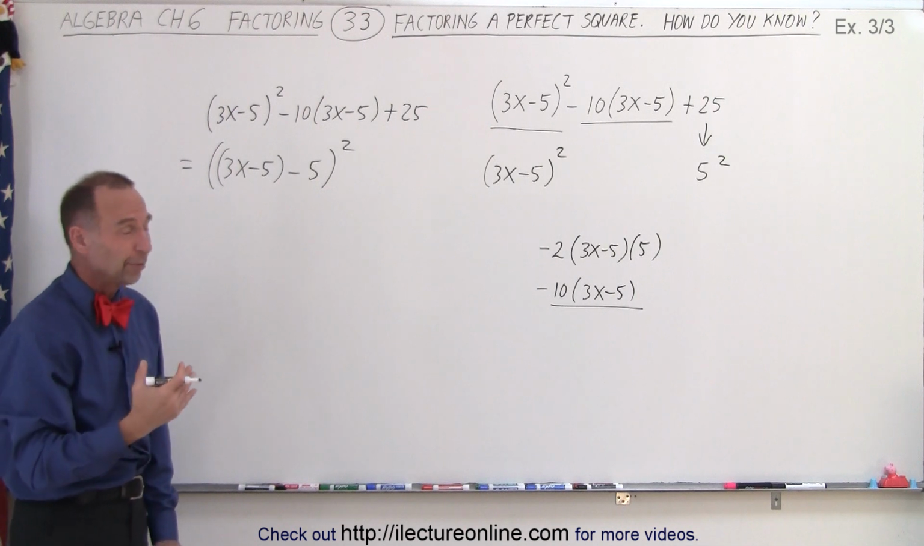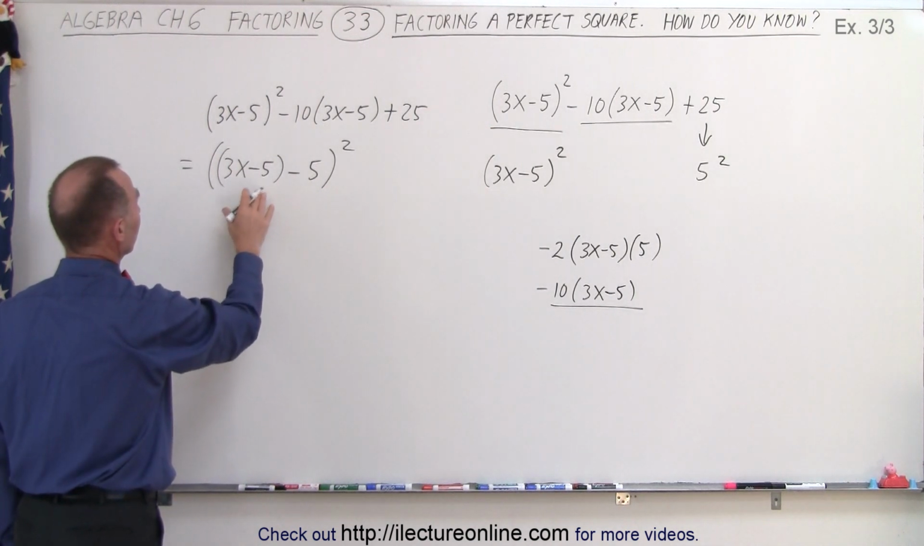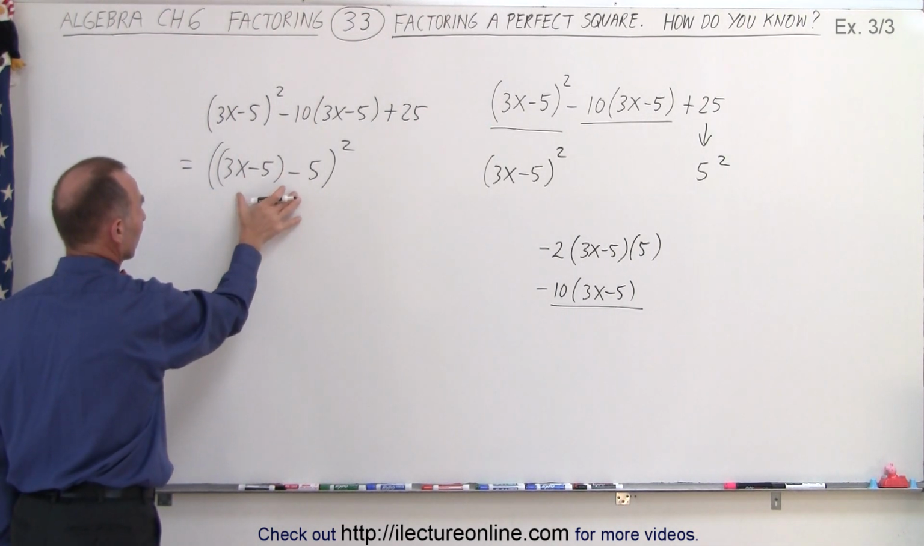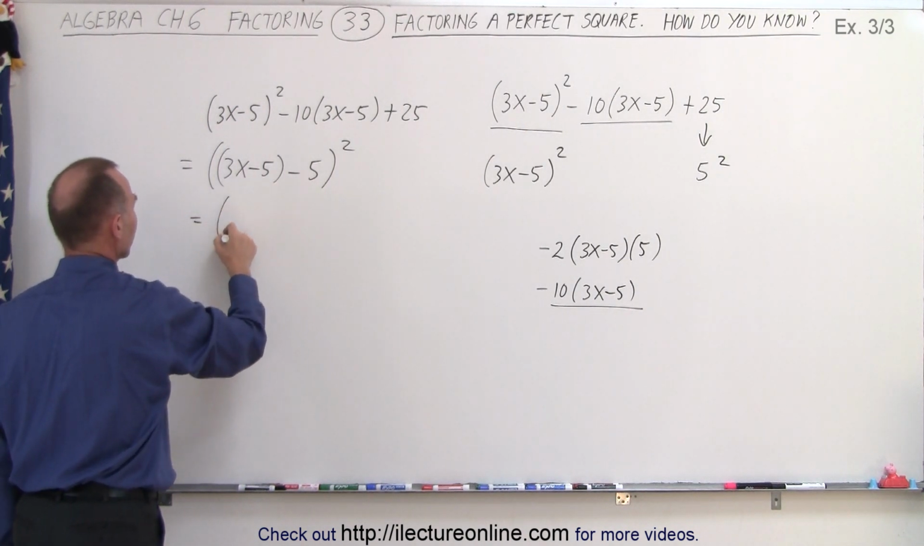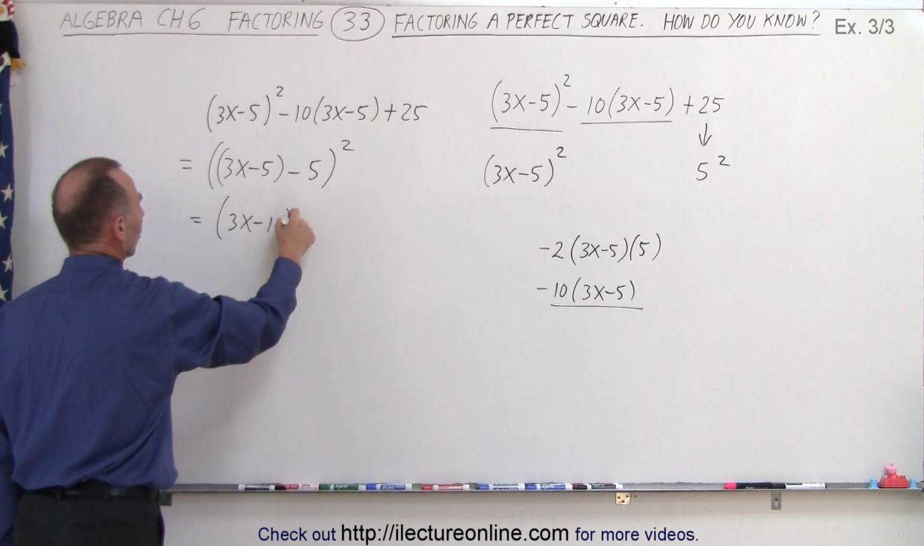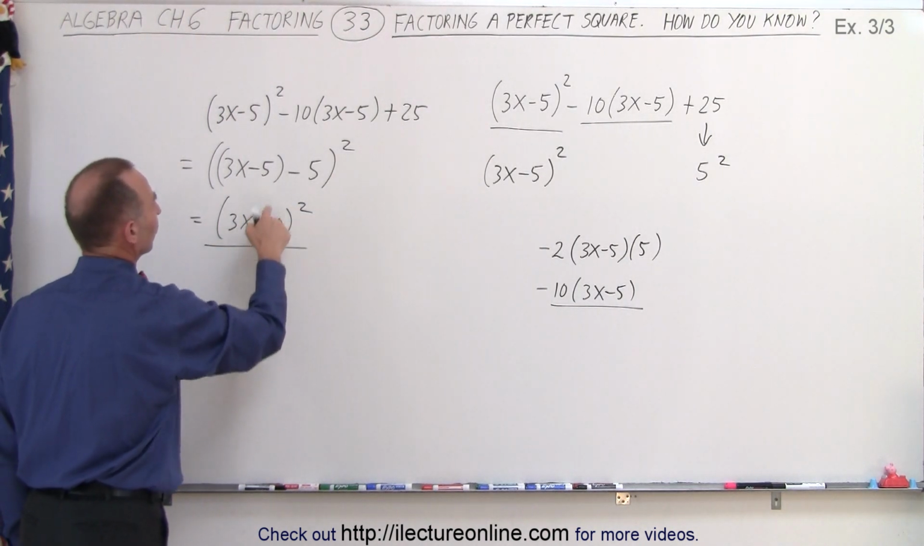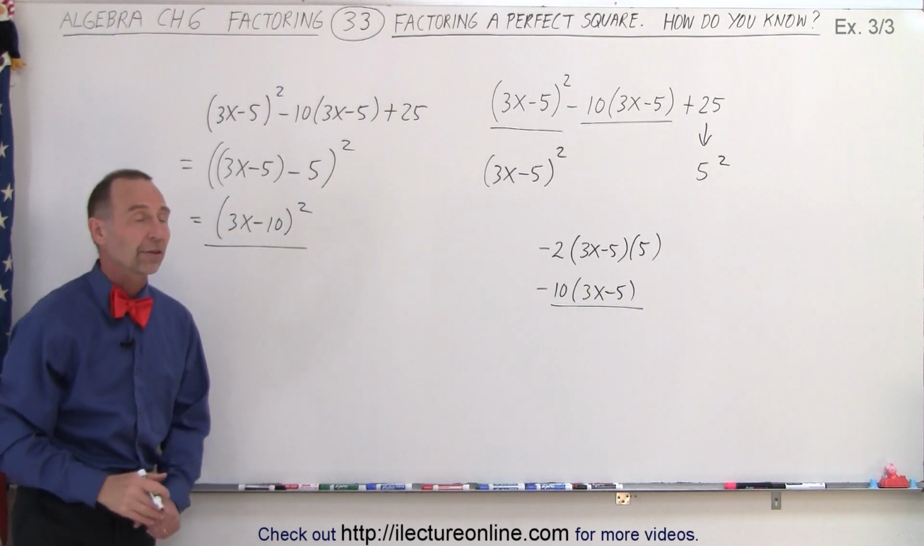Now it turns out we can simplify that some more. If we take the parentheses out from inside the parentheses, this can be written as 3x minus 10 quantity squared, and of course that's a simplified form of the factored form of that trinomial.